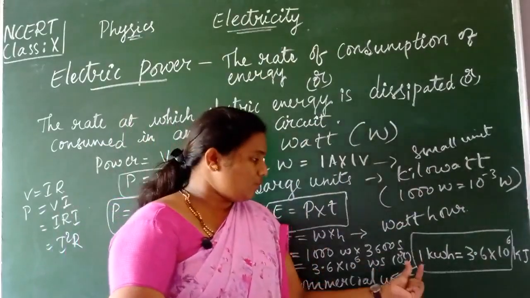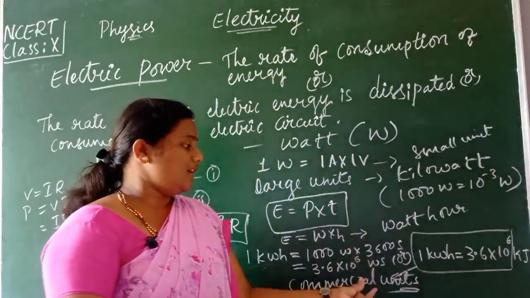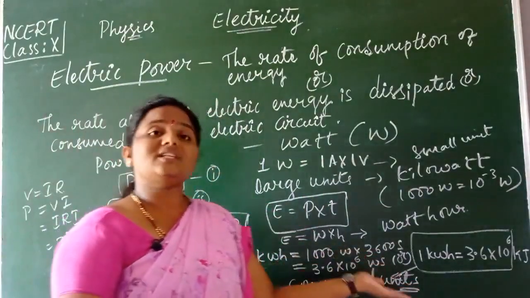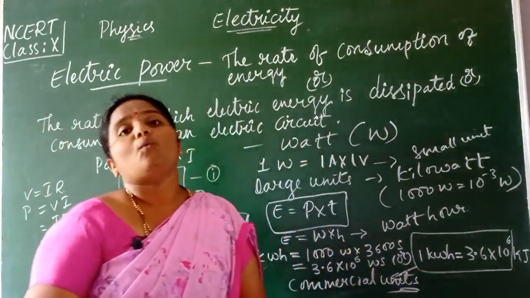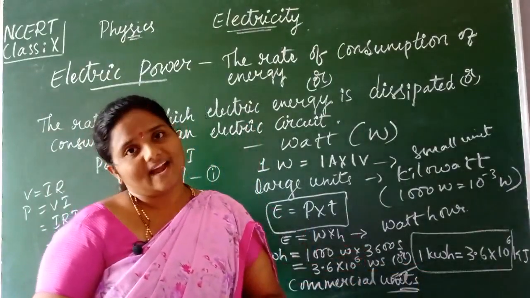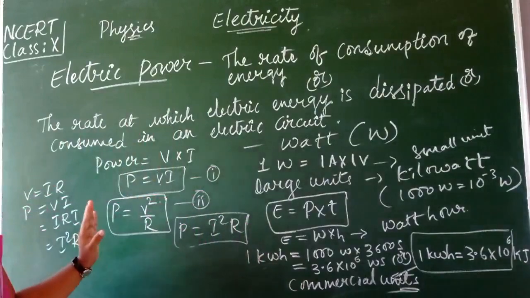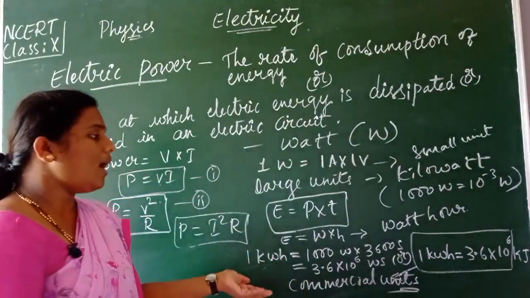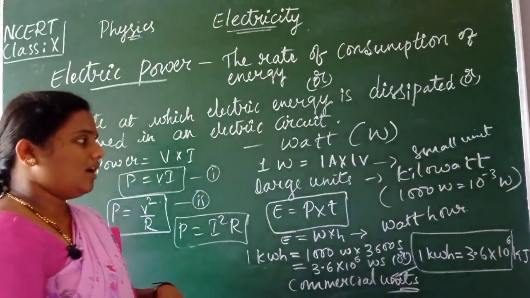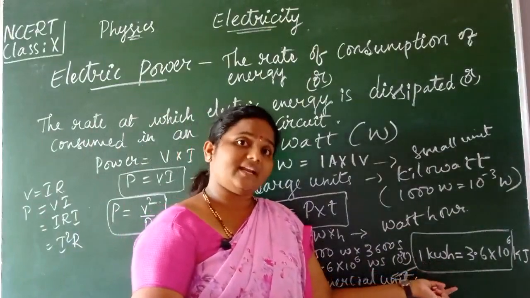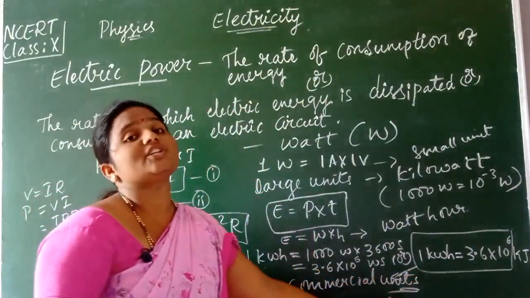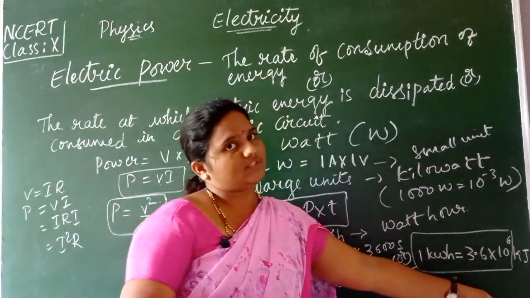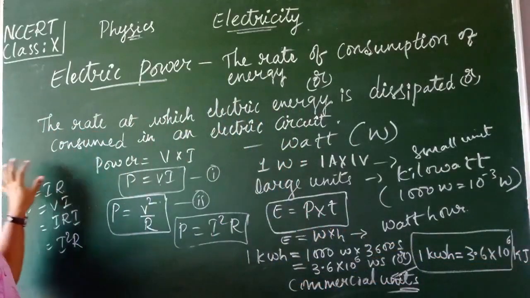In general, whatever the energy which we have used in order to create the potential difference across the wire, means in order to move the charge across the wire, we are going to pay the bill for that. Got it, children? In general, the commercial unit is called simply units, and the commercial unit is what? 1 kilowatt hour. Got it, children? 1 kilowatt hour is nothing but a commercial unit, and it is equal to 3.6 into 10 to the power of 6 kilojoules, and the simple unit of power is what?